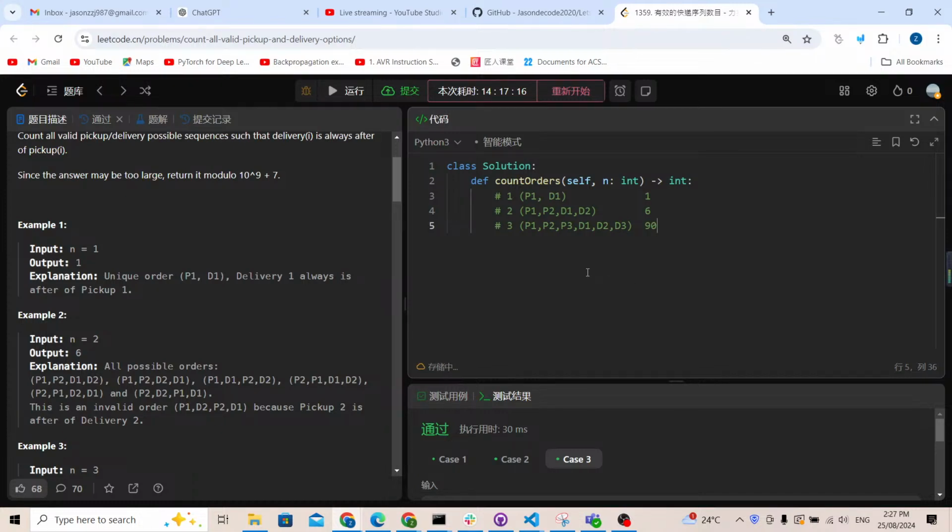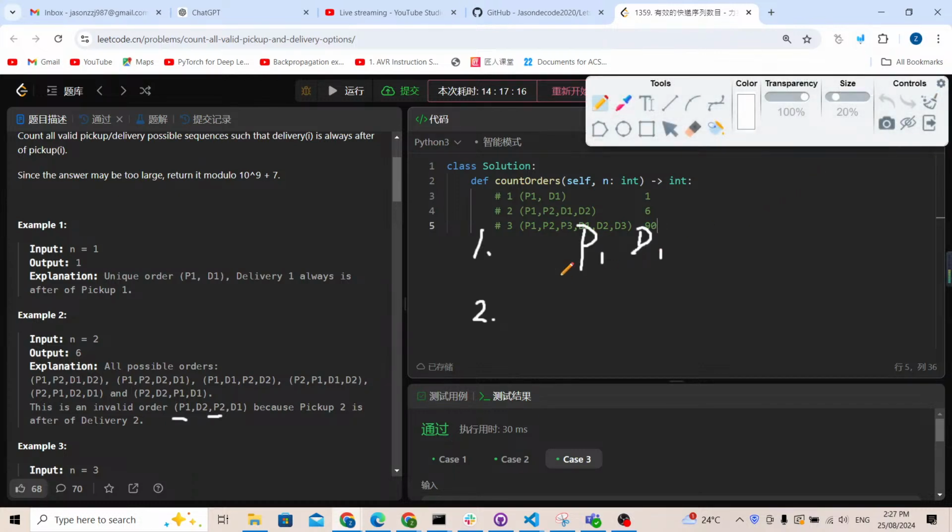But how can we get such numbers? Let's think about the problem. First of all, for one order, we put P1 and D1. What about two orders? With two orders, it always depends on the first order. For the first order, it is like this, P1 and D1. Now we're going to put P2 and D2 in between those.